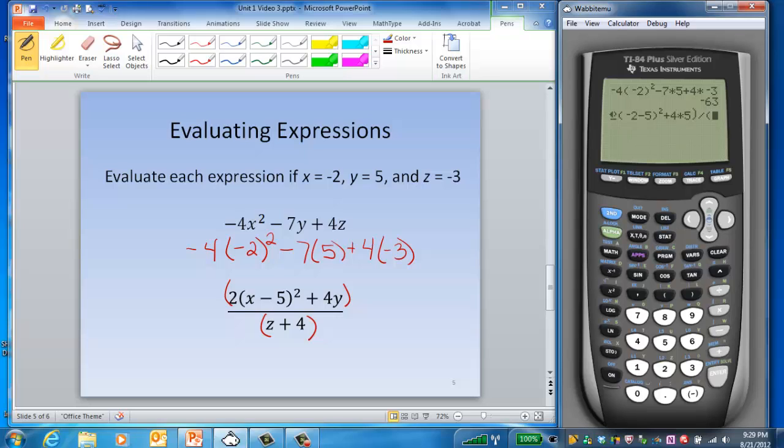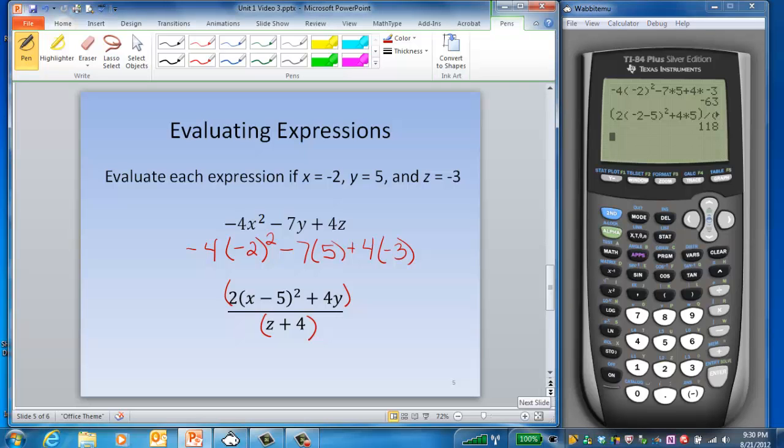Divided by, start my parentheses for my denominator, -3 plus 4. Close the parentheses. It's a fraction, so I might get a fraction. Tell the calculator, hey, give me my answer as a fraction. And it didn't need to. The answer came out nice, 118.